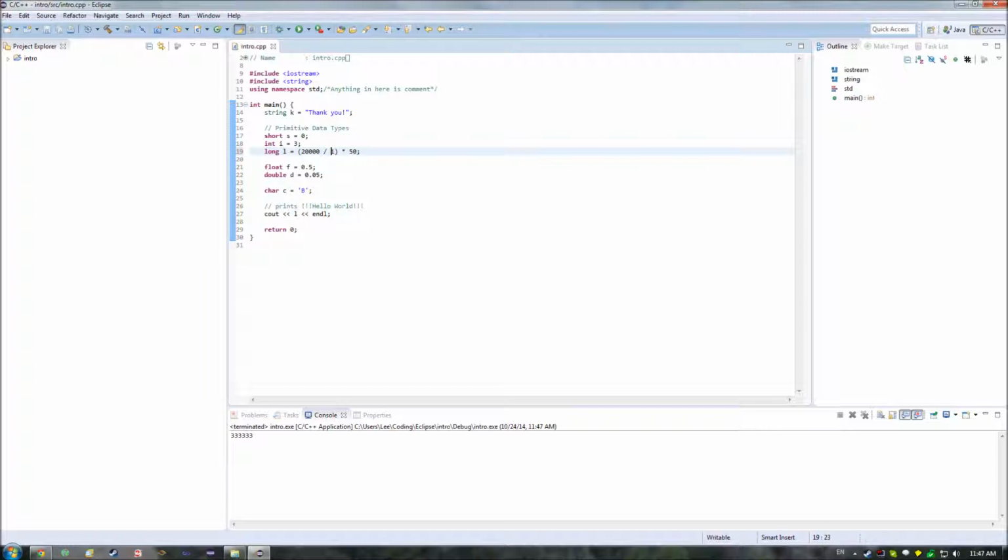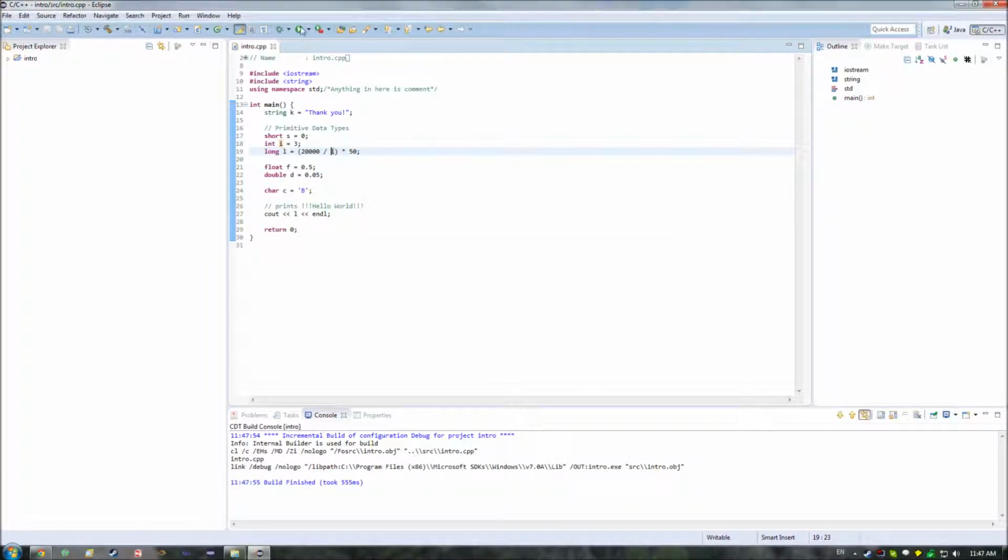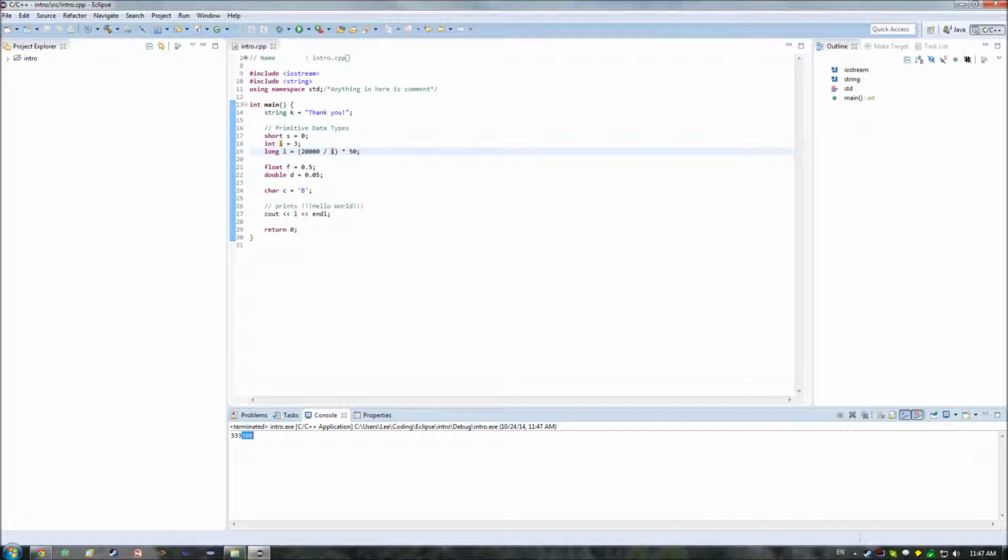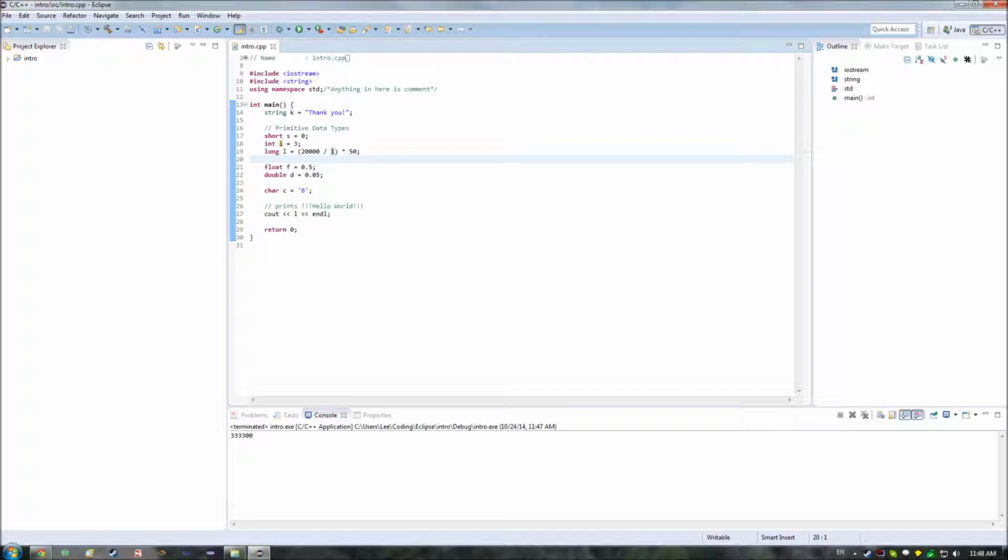Whereas if I don't have I as a double there, and then I build it and run it, notice how we lost 33 in terms of that information. So that's the main reason why you do things like type conversions, is to prevent lost information.